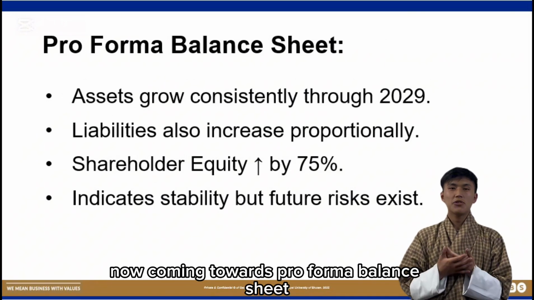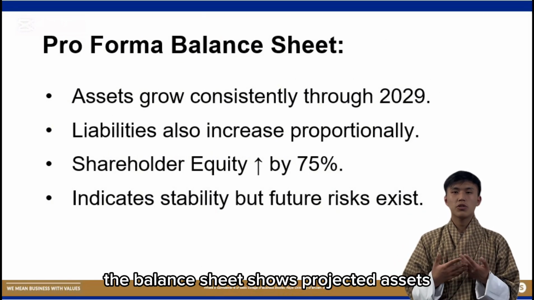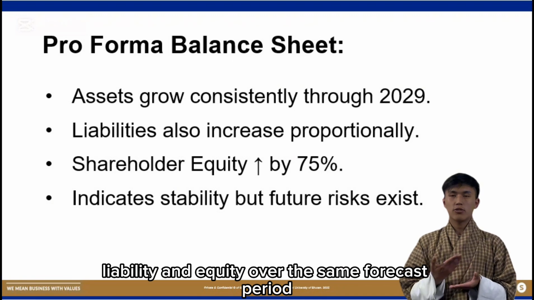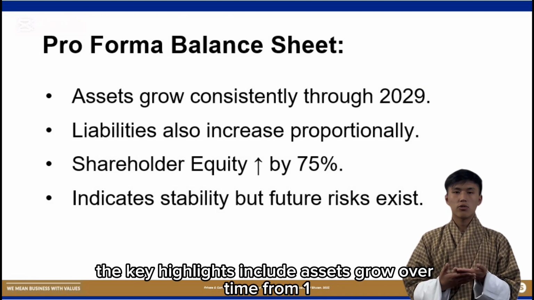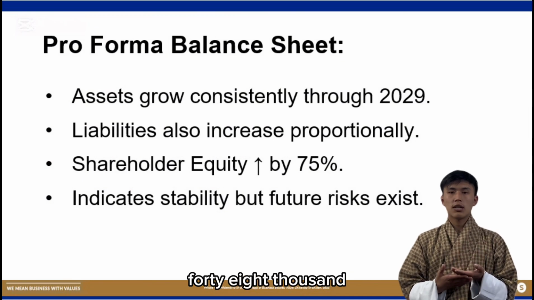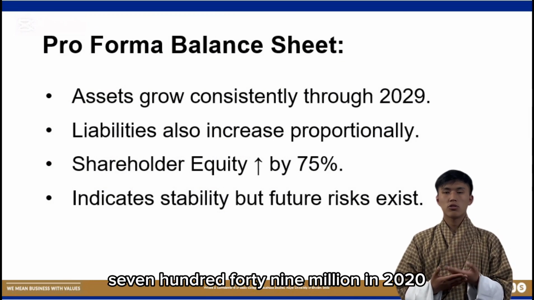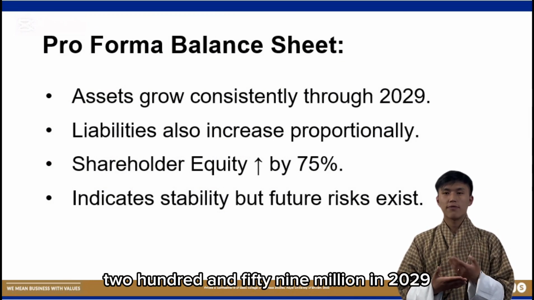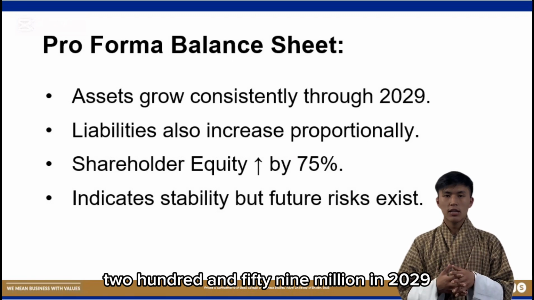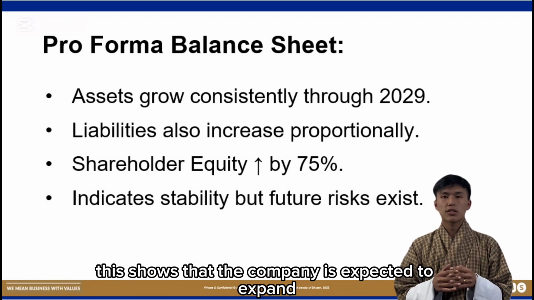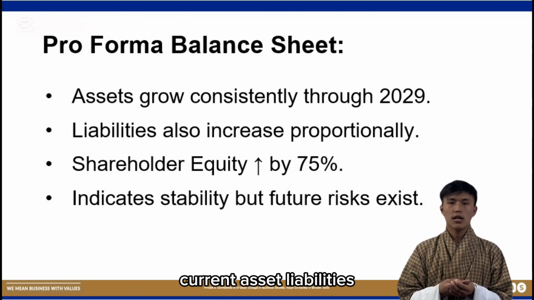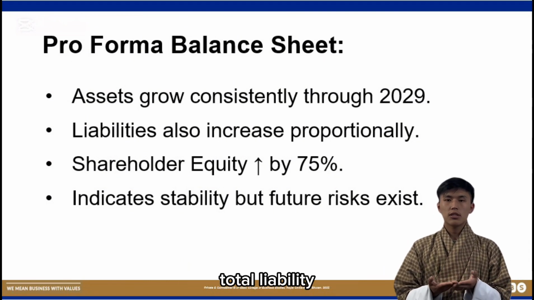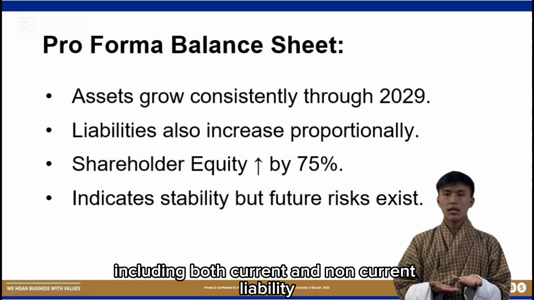Now, coming to the pro forma balance sheet, the balance sheet shows projected assets, liabilities, and equity over the same forecast period. The key highlights include assets growing over time from 148,749 million in 2022 to 17,259 million in 2029. This shows that the company is expected to expand, likely through investment in both current and non-current assets. Total liabilities, including both current and non-current liabilities, also rise.